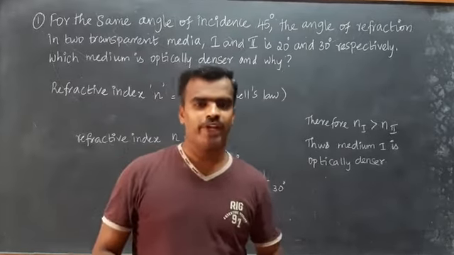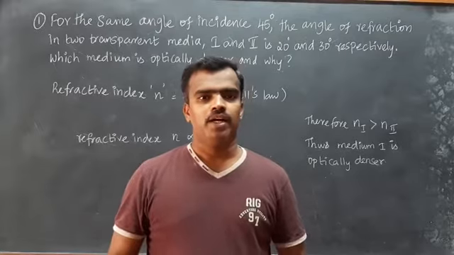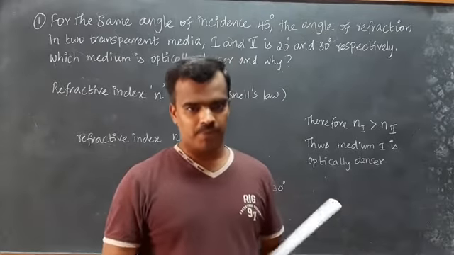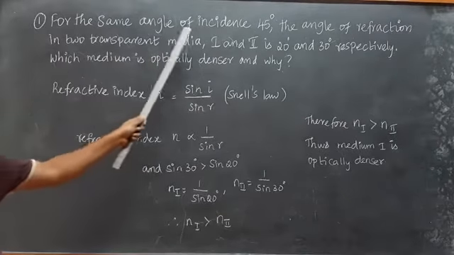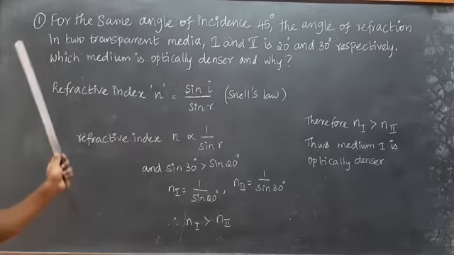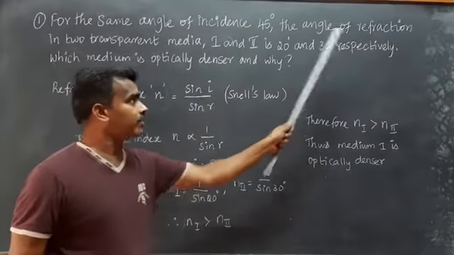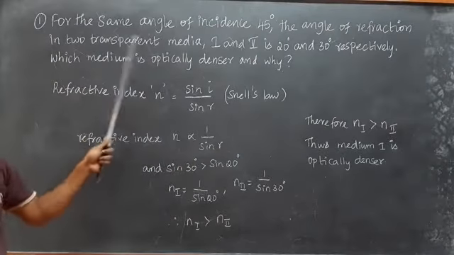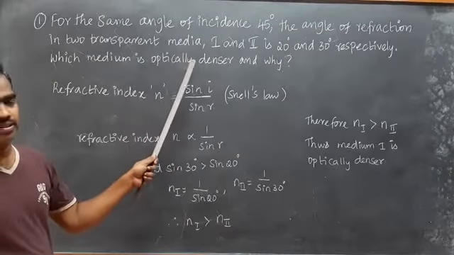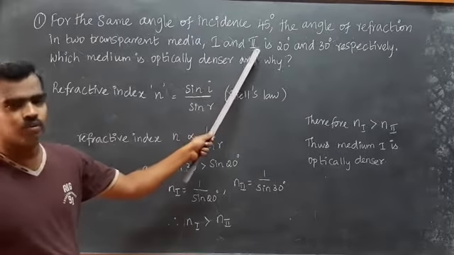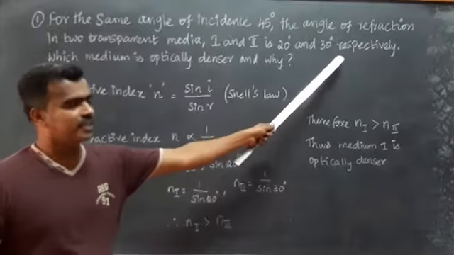In this video, we are going to use the refractive index formula from Snell's law and apply it in this problem. The problem is: for the same angle of incidence, 45 degrees, the angles of refraction in two transparent media, which I named 1 and 2, are given as 20 degrees and 30 degrees respectively.